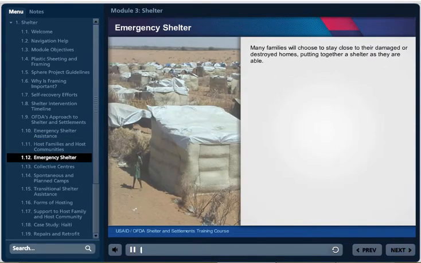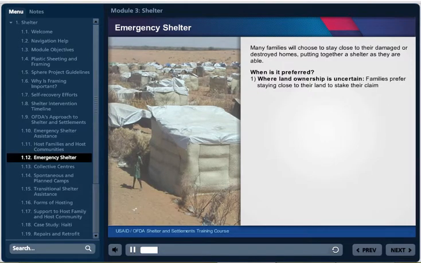Many families will choose to stay close to their damaged or destroyed homes, putting together a shelter as they are able. This option could be particularly popular in places where land ownership is uncertain, and many families prefer staying close to their land to stake their claim and avoid automatic eviction.